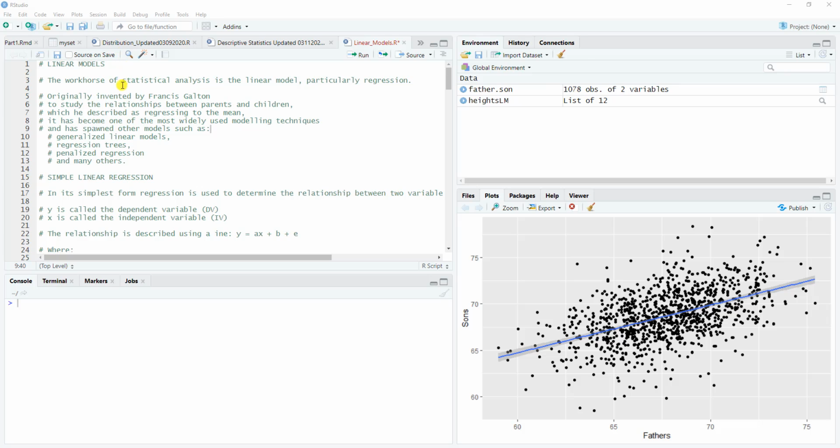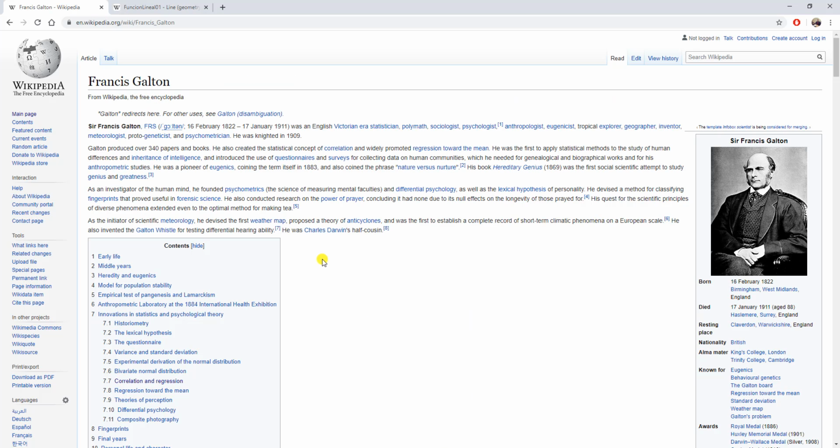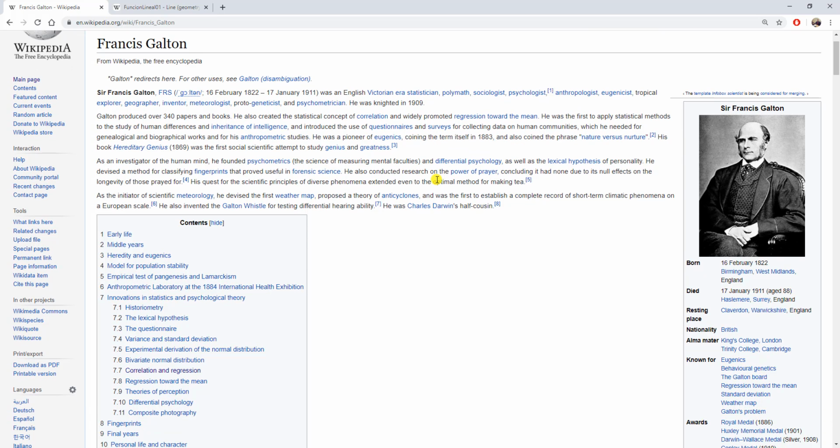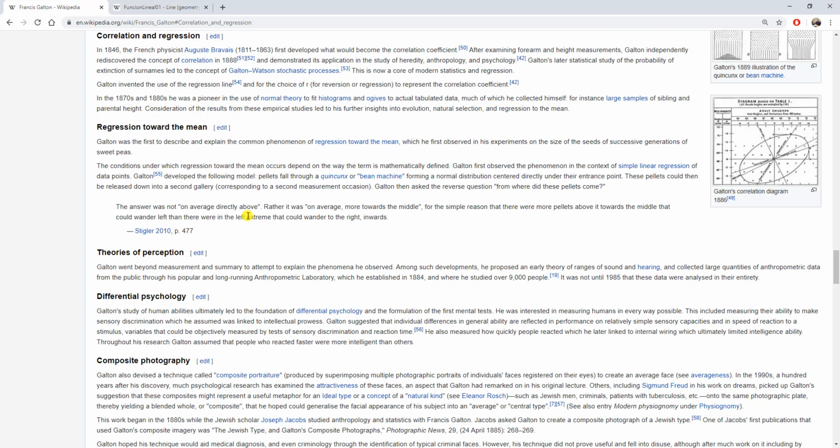It was developed almost 200 years ago by Francis Galton, who was a British or English scientist and polymath who has made contributions in all kinds of areas, in all kinds of sciences. Specifically, he's quite famous for his analysis of genetic data on fathers and sons. So he came up with terminology like regression towards the mean by analyzing the height of fathers and parents and their children.